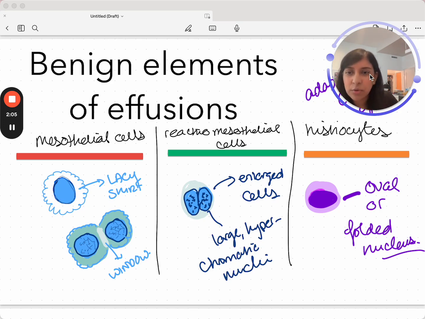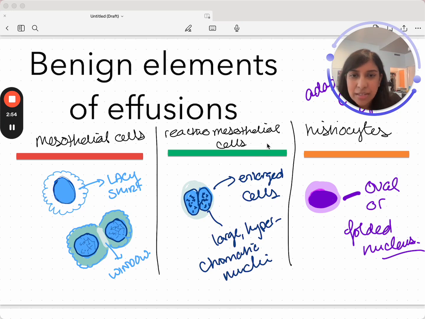So the first thing that we're going to look for is mesothelial cells. Originally they look kind of scary because they're large and have an oddly placed nucleus. But if you look at benign mesothelial cells, they can classically have a lacy skirt pattern, smooth nuclear contours, and little windows in between the mesothelial cells. The windows and lacy skirts, especially the windows, are a good marker to look for when assessing whether it's a benign mesothelial cell.